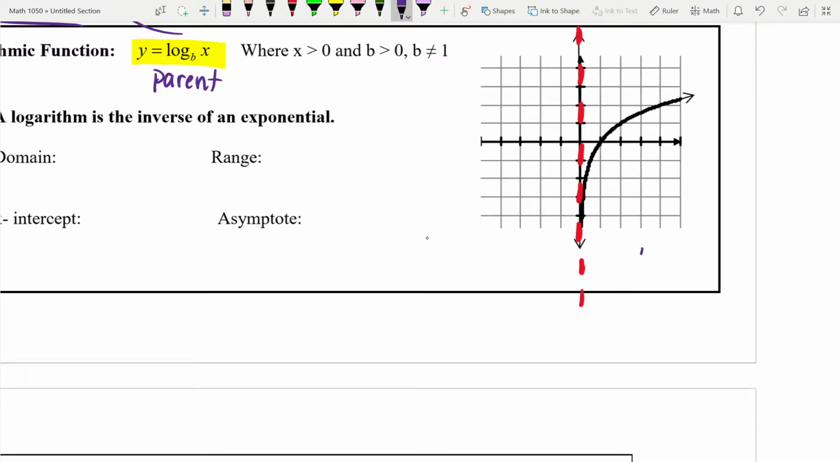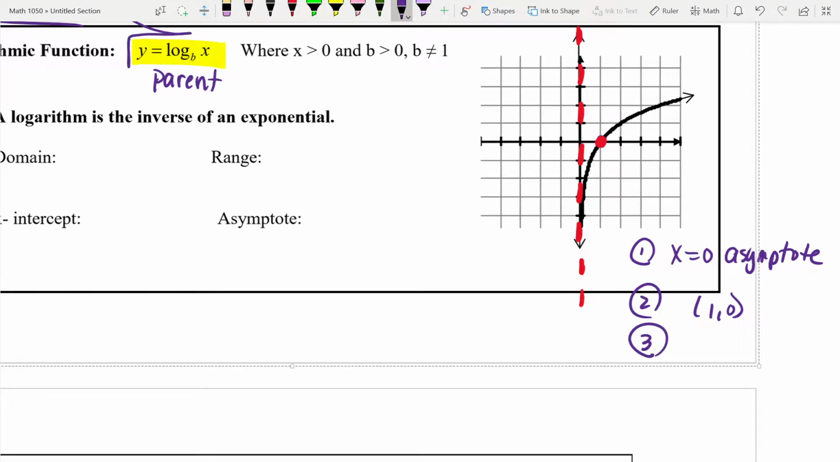Three things. You have to remember x equals 0 is your asymptote. Always. You have to remember that this point right here, 1, 0, is always there. The third thing you need to remember, guys, if this is log base b of x, is that you have the ordered pair b, 1. That's all you have to remember.